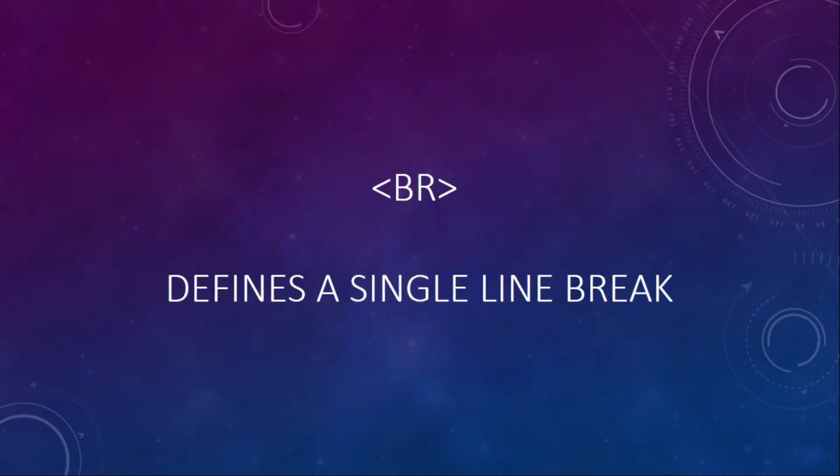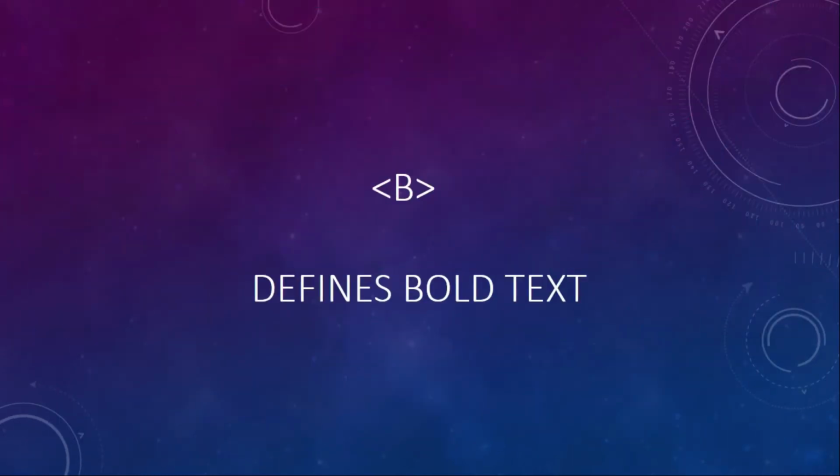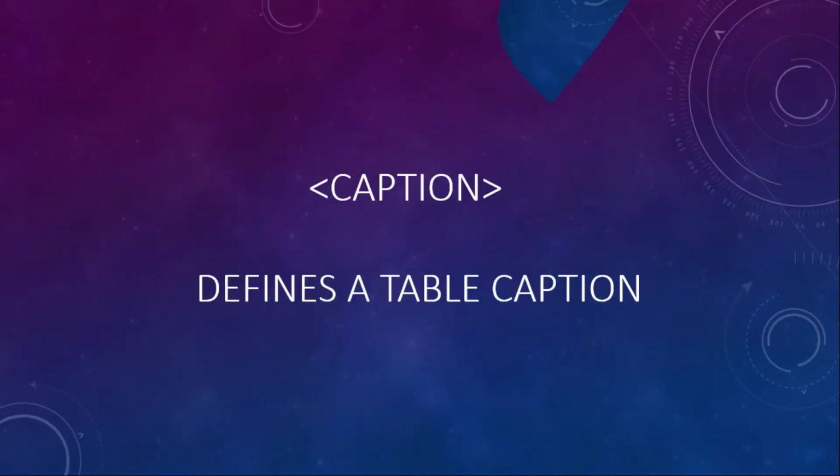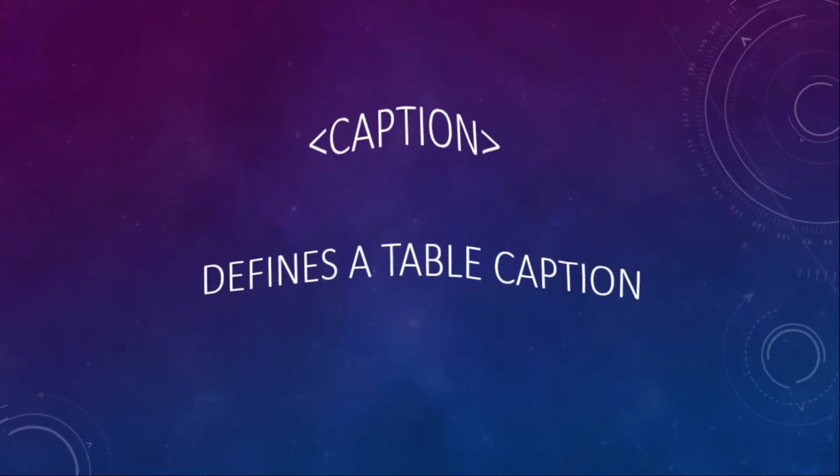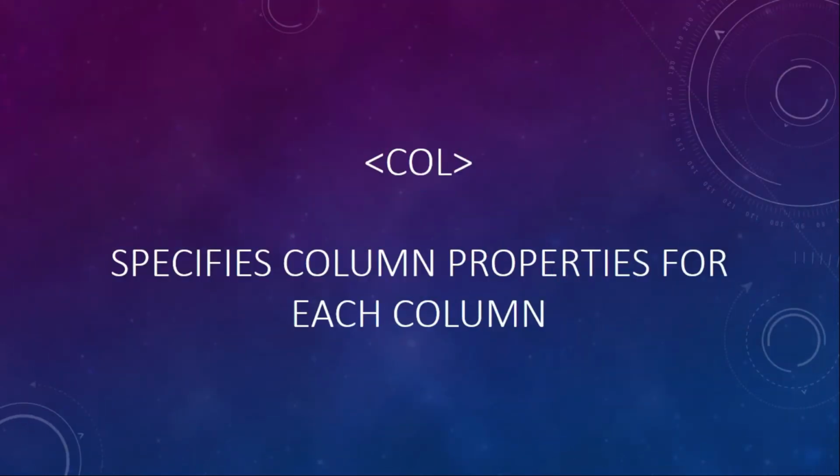Next is BR. It defines a single line break. B tag, that means if you want to make your text bold, then you can use this tag. Caption, it defines the table caption, or you can say the heading of the table. Col, that means column, it specifies the column properties for each column.